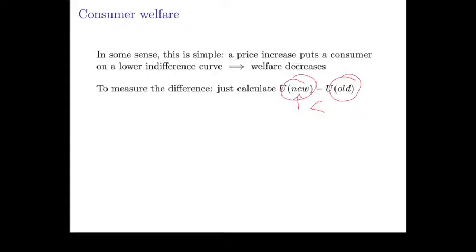On the other hand, if the change, whatever the change was, maybe it wasn't an increase of the price, but maybe it's a decrease of the price. Well, that's going to cause them to move to a higher indifference curve, higher utility, and that's going to be a positive number. So that seems like a pretty easy way to do this.